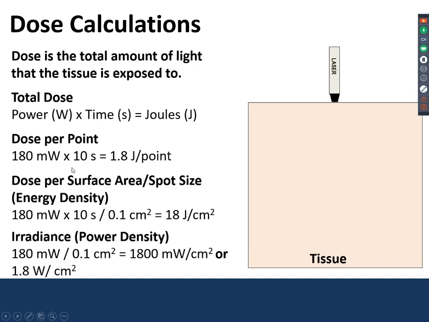Okay, now with respect to dosaging, this is an important factor. And as an intro lecture, basically what I want to do is just talk a bit about dosaging. So when we talk about dose, it's in joules. So it's watts times time in seconds. And then, of course, if we hold it for a certain period of time, we're going to get dosage per point. We also need to take into consideration the surface area or the spot size of the laser or the LEDs. This will lead to energy density or power density dosaging calculations.